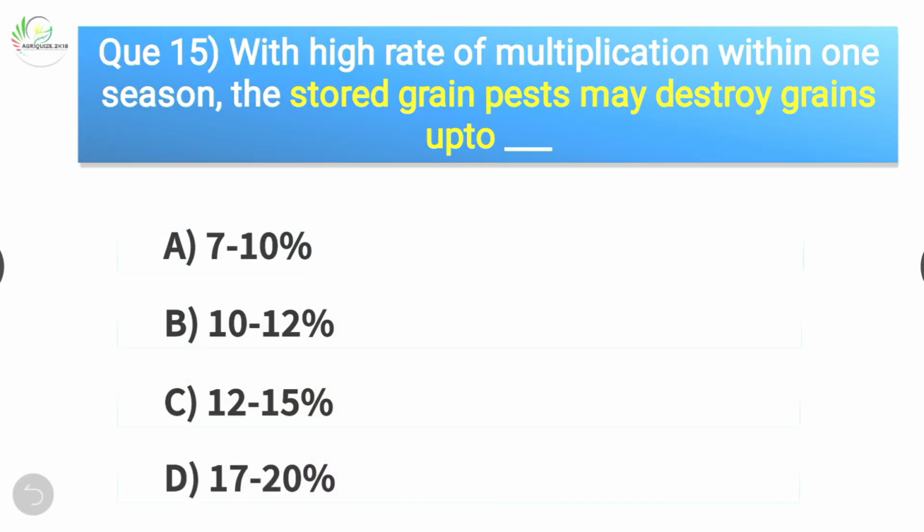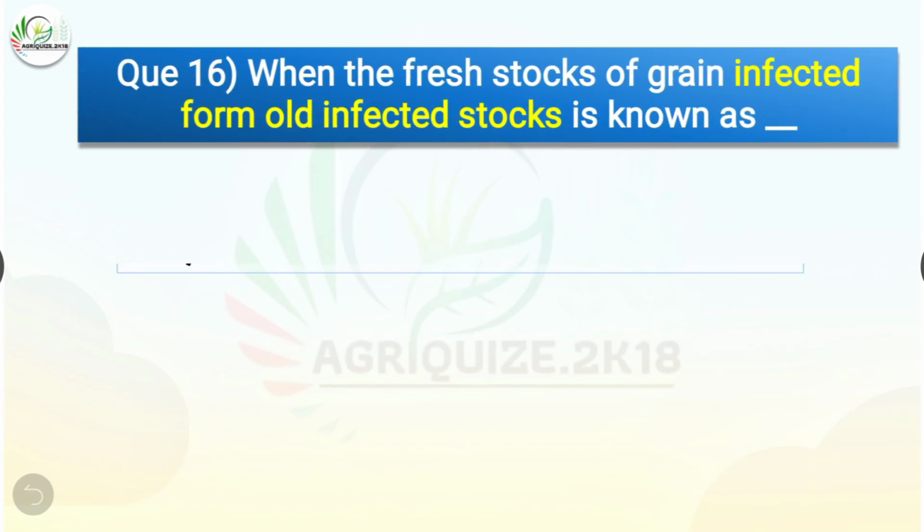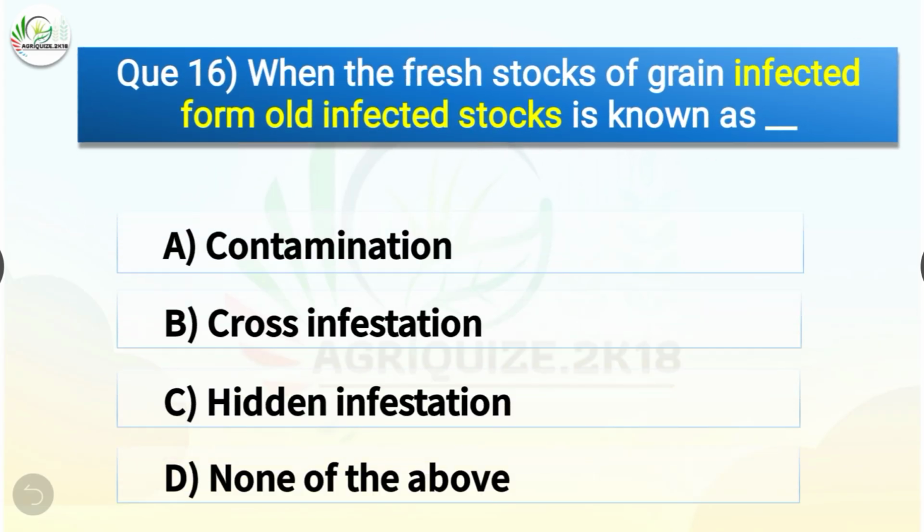So with high rate of multiplication within one season, the stored grain pest may destroy grains up to 7 to 10%. Question number 16. When the fresh stocks of grain are infected from old infected stocks, it is known as. The options are contamination, cross infestation, hidden infestation, or none of the above. The correct answer is option B, cross infestation. So when the fresh stocks of the grain are infected from old infected stocks, it is known as cross infestation.